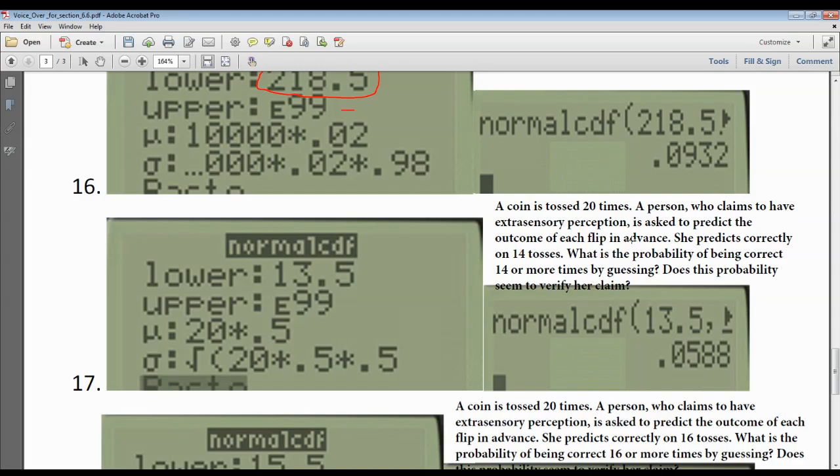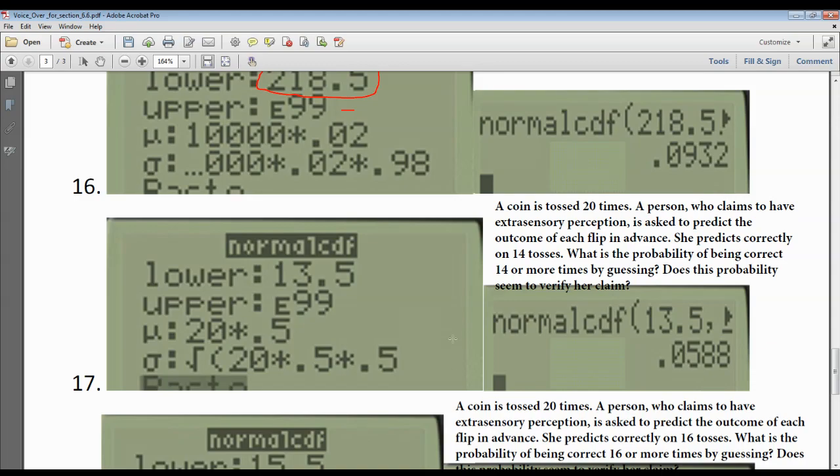17. A coin is tossed 20 times. A person who claims to have extrasensory perception is asked to predict the outcome of each flip. She predicts correctly 14 times. What's the probability of being correct 14 times? Well, 14 or more times, 14 or more.